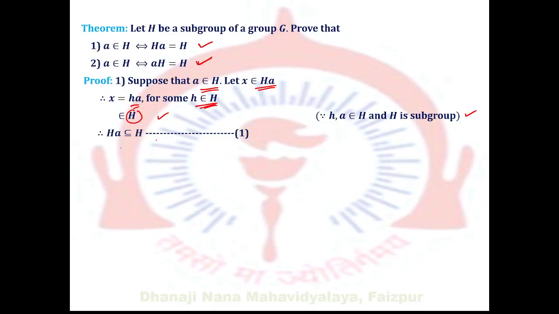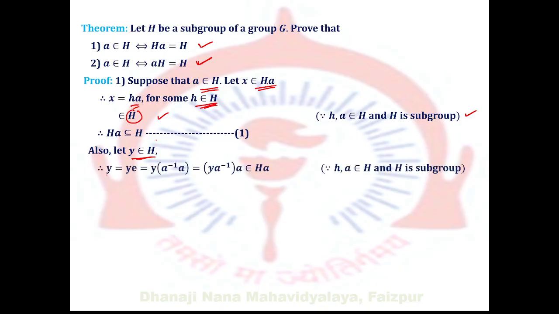Now we show H is a subset of HA. So let Y belong to H. So whenever Y belongs to H, we write Y as equal to Y, that is equal to Y into the identity element. आपल्याला इथे A पाहिजे राईट हँड साईडला, त्याच्यामुळे E आपण याप्रमाणे लिहिला A inverse into A. So that is equal to Y into A inverse A. So that is equal to Y A inverse into A.